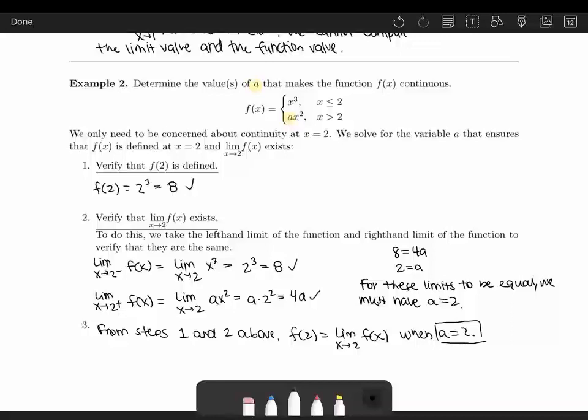This is an example of a question where we may have to determine values that make a function continuous. Oftentimes in these questions, only one part of our piecewise function will have an a in it. This just comes down to taking the left-hand limit and the right-hand limit and making sure that they're the same, which gives us an equation to solve. This is about continuity of piecewise functions.